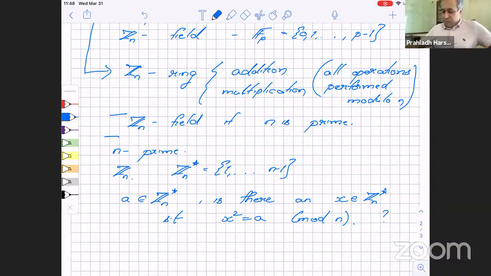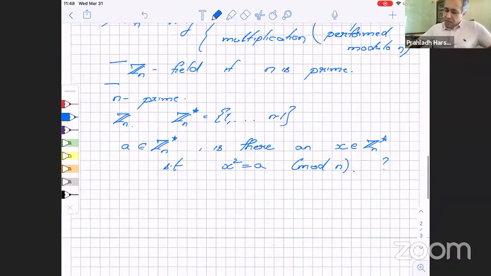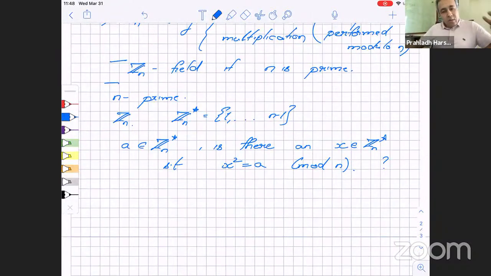So firstly, let's look at it. It's a field. What I want to ask is: is there an x in Zn star such that x square equals a?